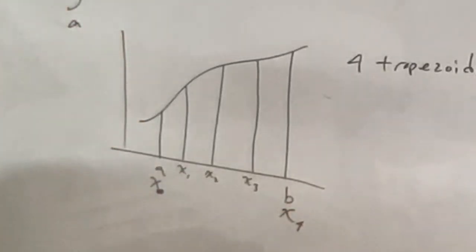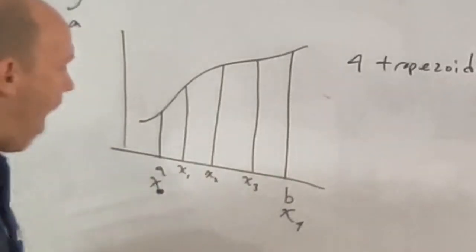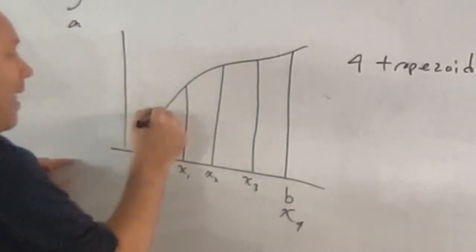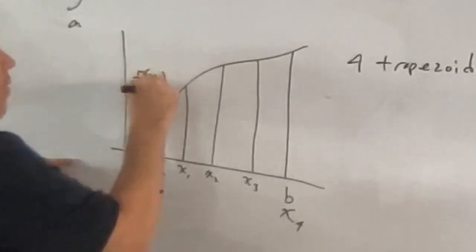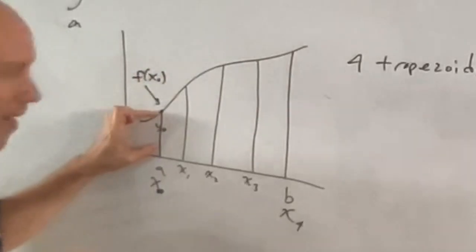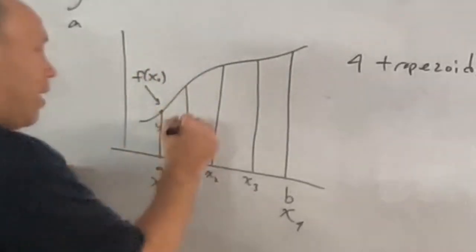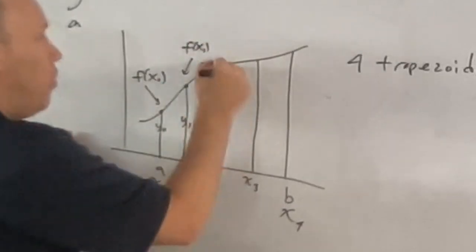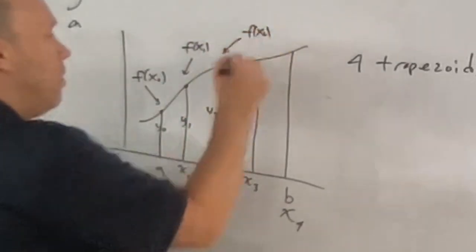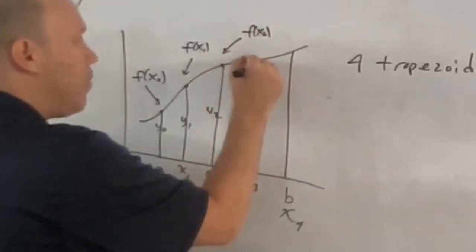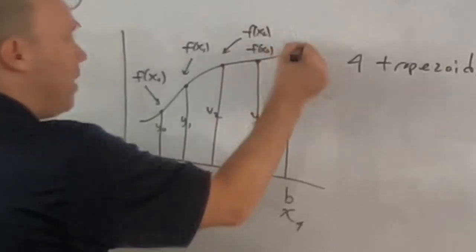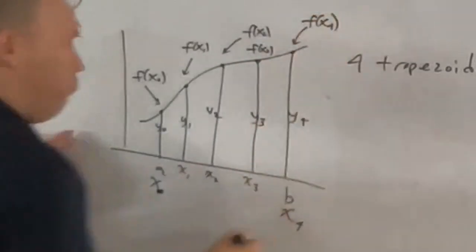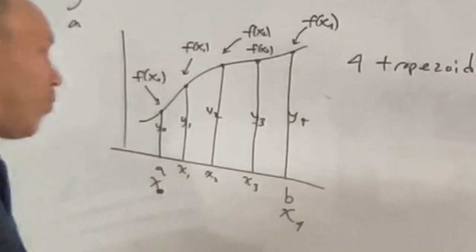Okay, I want to find the area of a trapezoid, so I have the heights. We're going to call this y0, but plugging in, this point is f of x0. So the height, the base of the trapezoid, is f0 or y0. This is y1, which is f of x1. This is y2, or f of x2. This is y3, which is f of x3, and this is y4, which is f of x4.